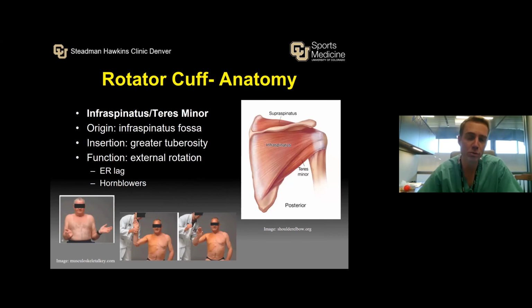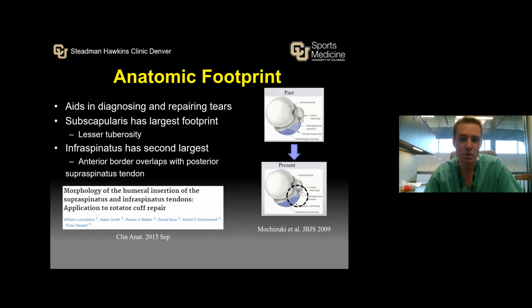The two posterior rotator cuff muscles, the infraspinatus and teres minor, originate from the infraspinatus fossa at the back of the scapula and insert onto the greater tuberosity. Their main function is external rotation. The anatomic footprint you're going to hear a lot about in the next hour because this aids in our diagnosis of tears as well as repairing the tears, looking at tear patterns. Subscapularis, on its own, has the largest footprint onto the lesser tuberosity, and the infraspinatus has the second largest.